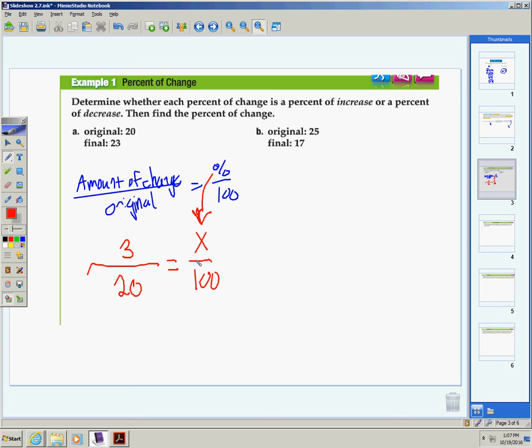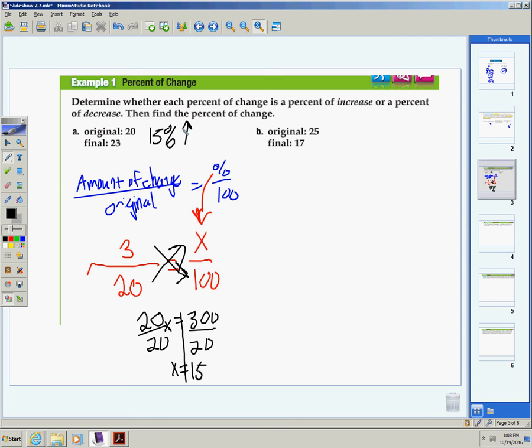We're going to cross multiply and then set equal. 20 times x gives me 20x equals 3 times 100, which is 300. Then I'm just going to do 300 divided by 20, and I get x equals 15. So what was the percent increase? It was a 15% increase because it went up.